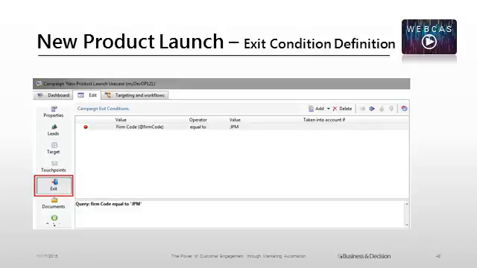The last step is the exit condition. In our case, we're assuming that the firm just blacklists us, so we want to make sure no wholesaler from this firm will receive any communication in regard to this new product. So that's where we add this exit condition.